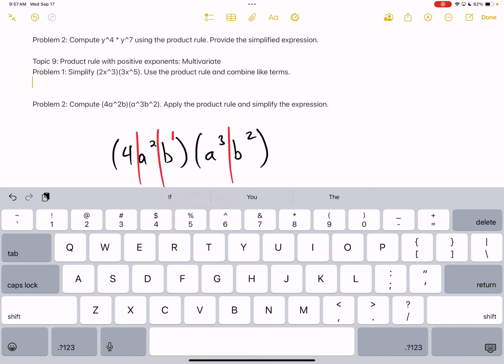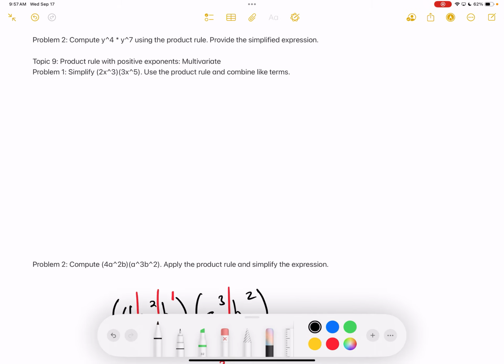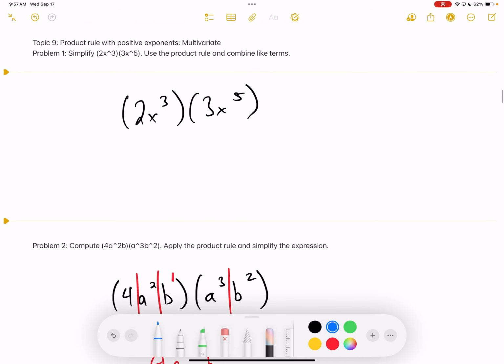I'm going to go back. I skipped this one, I think, but we'll do it real quick. So one like this, I'm going to look at my numbers and then my x's. So 2 times 3 is 6. Don't add them. Don't get in the habit of adding them. You add the exponents, not the numbers. 2 times 3 is 6. I got 3 x's on the left, 5 on the right, so I have 8 x's.